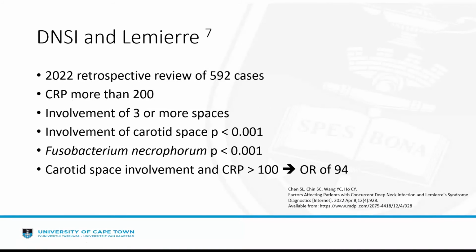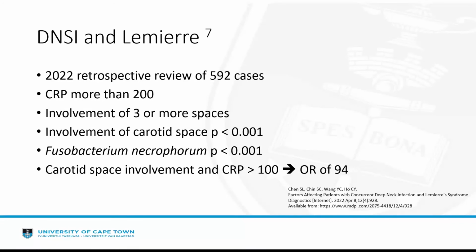When just looking at deep neck space infections and Lemierre syndrome, this is a study that involved both adults and children. In 2022, it was a retrospective review of 592 cases. In the setting of deep neck space infection, if you've got a CRP of more than 200, there should be a strong consideration for Lemierre syndrome. If you've got involvement of 3 or more spaces, you should also have a high suspicion for Lemierre syndrome.